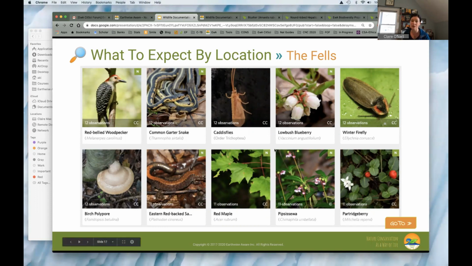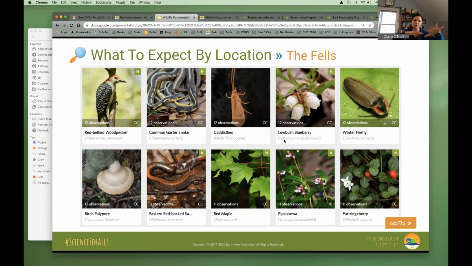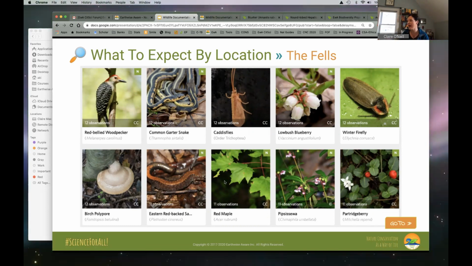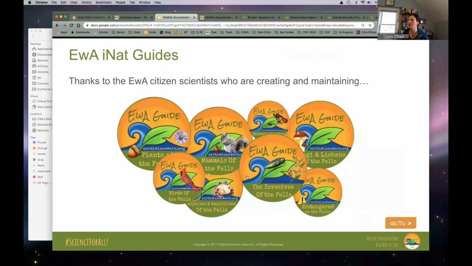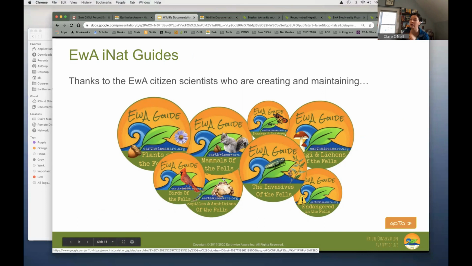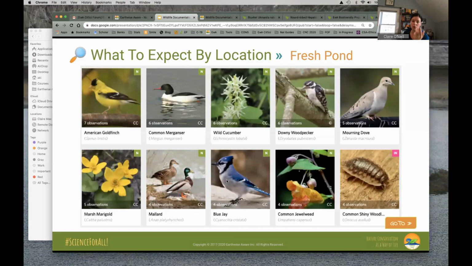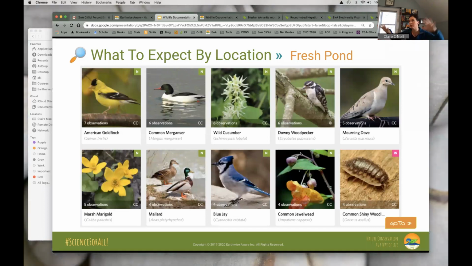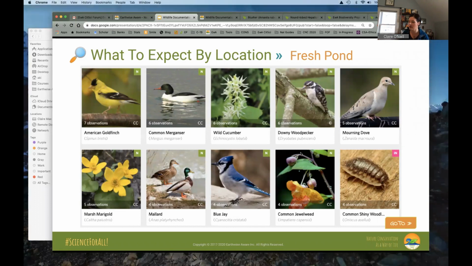So we're doing a session for the Fells. We operate a lot in the Fells, so the community around the Fells who can walk to the Fells, we're going to give that session. These are wonderful guides that our citizen scientists have done specifically for the Fells. Then we have Fresh Pond. We also operate at Fresh Pond, and some of our studies happen there. So we'll do a session to prepare the people in the Fresh Pond community to know what to expect at this time of the year in this habitat.